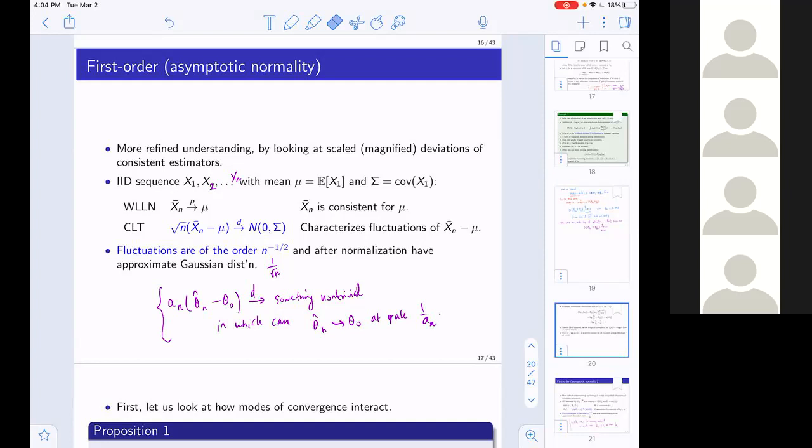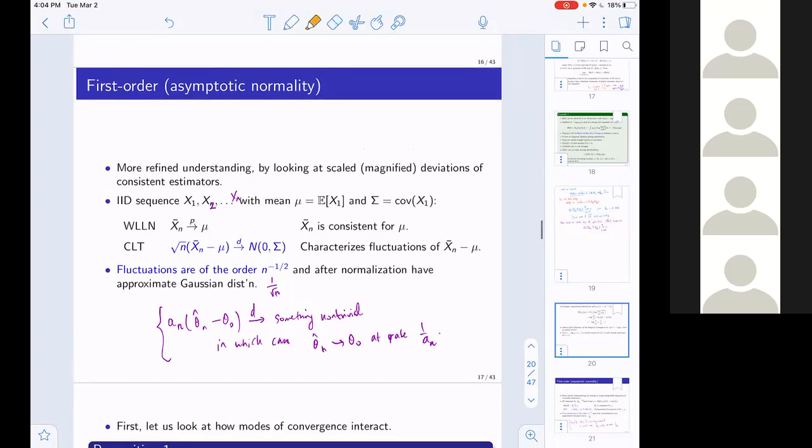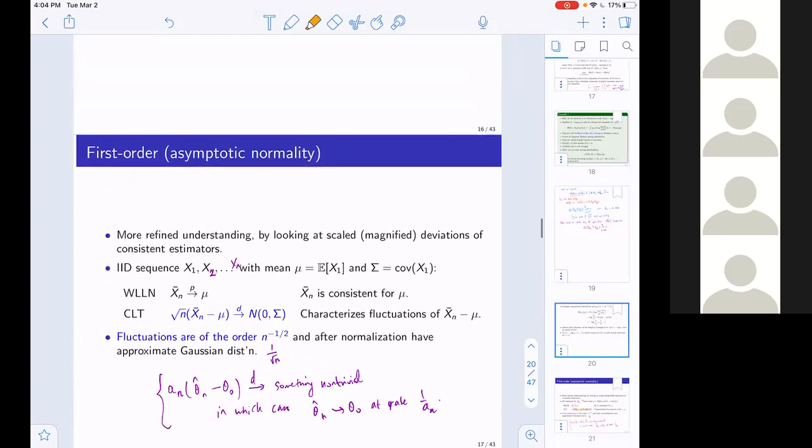Everyone remembers what a CLT was? So the CLT, you might not have seen it written in this form. This is how statisticians would write the CLT. Anyone remembers how probabilists would write down the CLT usually? CLT is the central limit theorem. How many people know what the central limit theorem is?